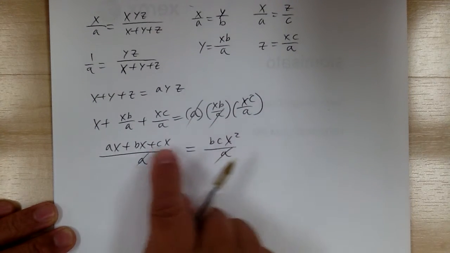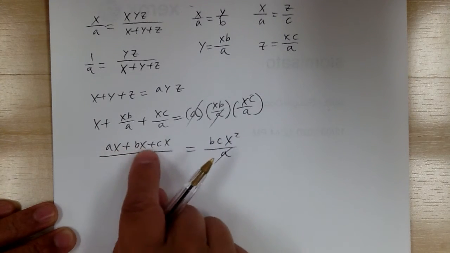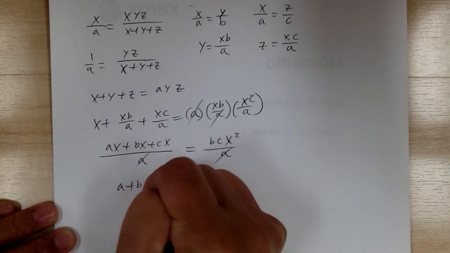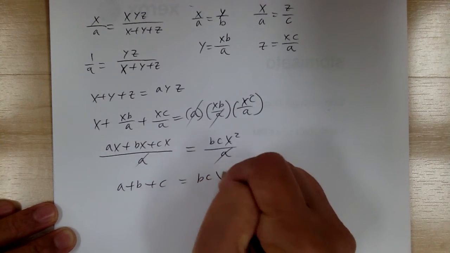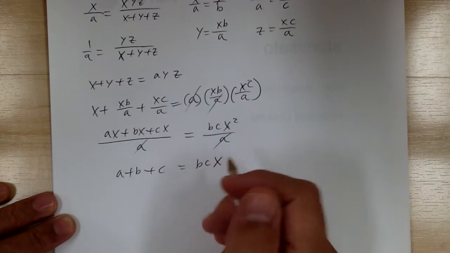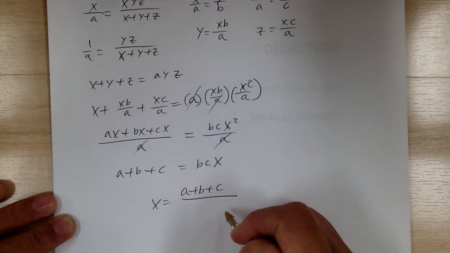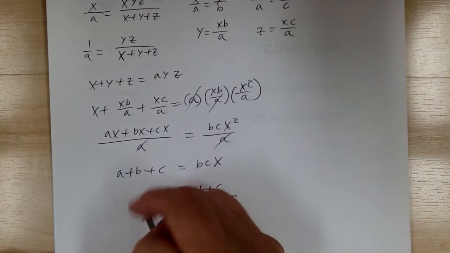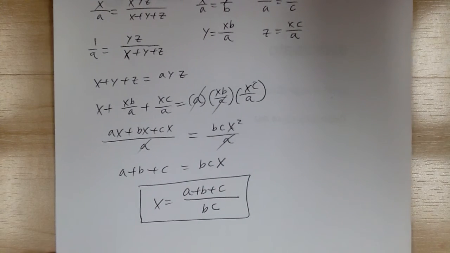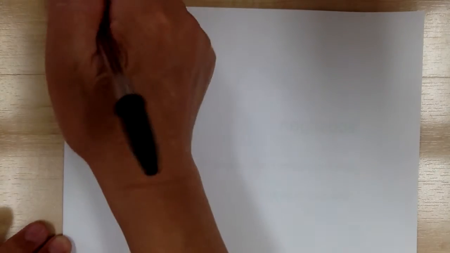And I also can get rid of dividing by the x. So notice we got x, x, x, and x squared, so I'm going to get rid of the x. So I got a plus b plus c equals bcx. Then after that, I'm going to divide, move these things down. So I got x equals a plus b plus c over bc. And that's it. So just a lot of algebra, moving things around. Okay, next one.